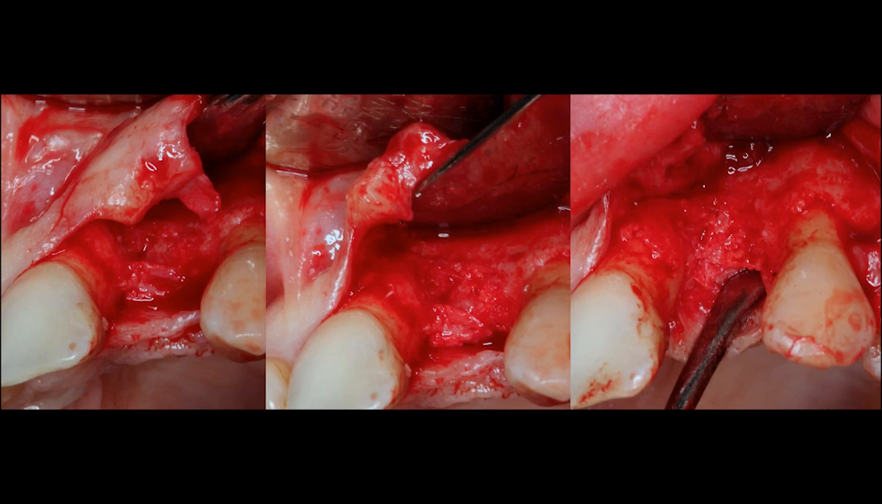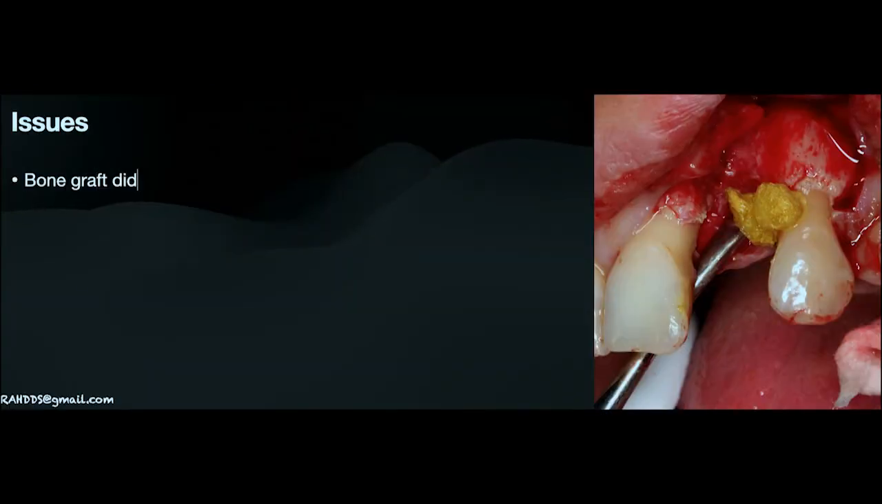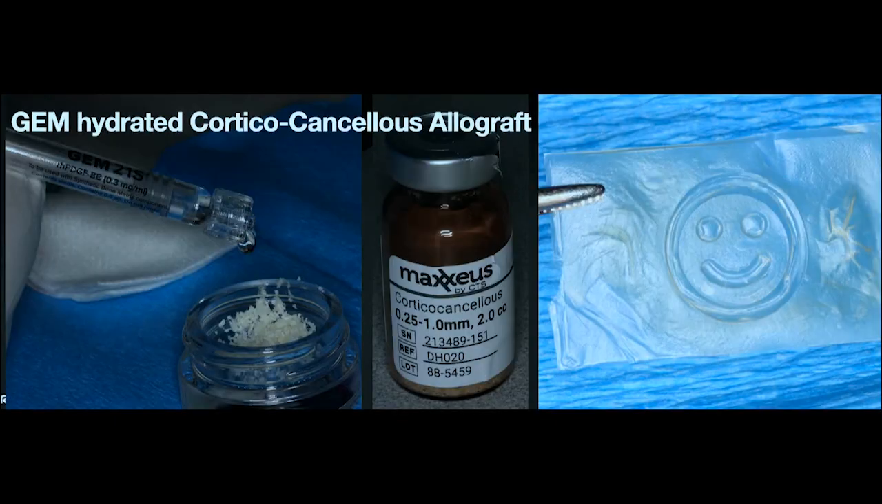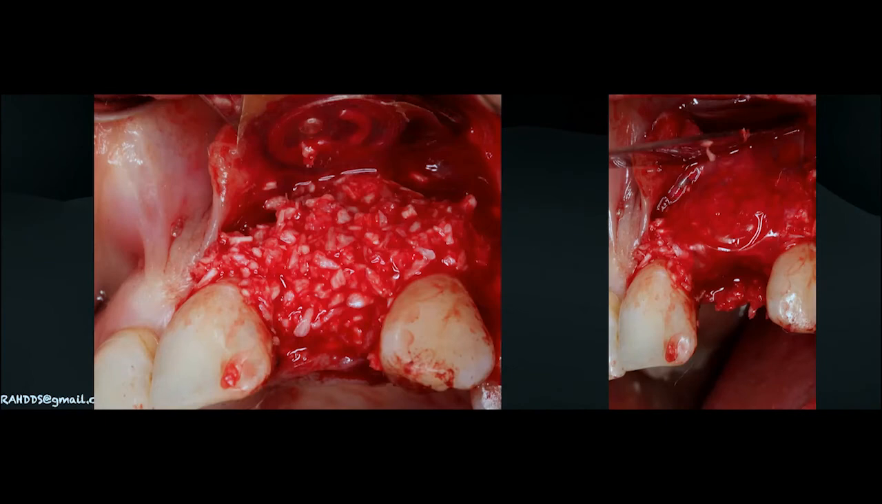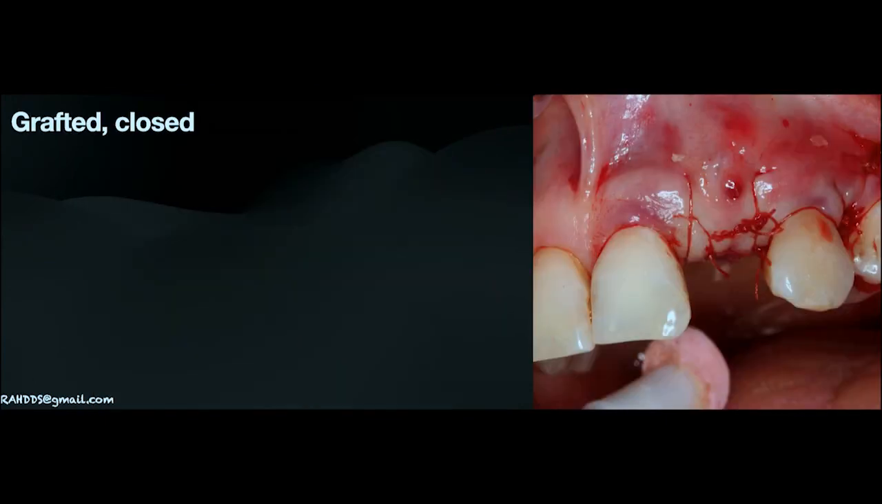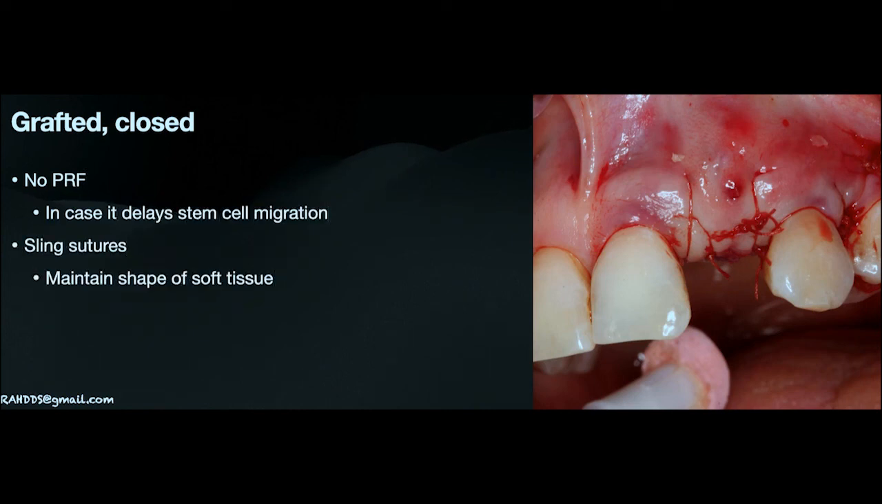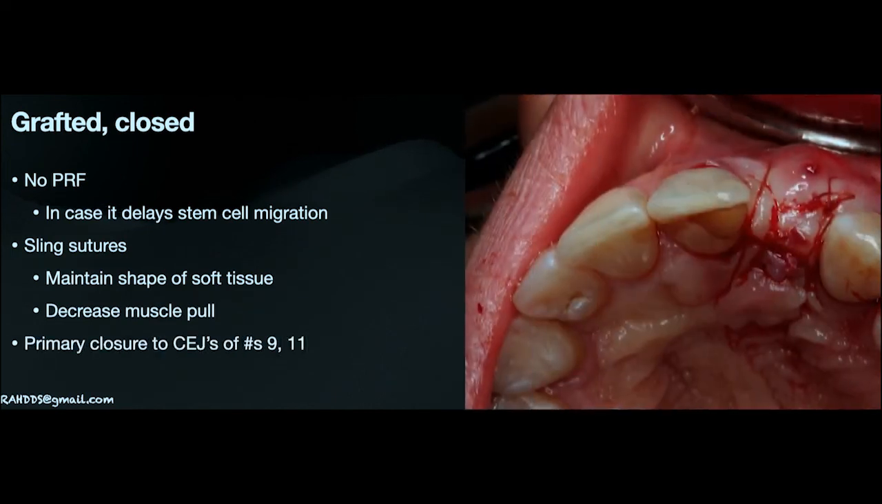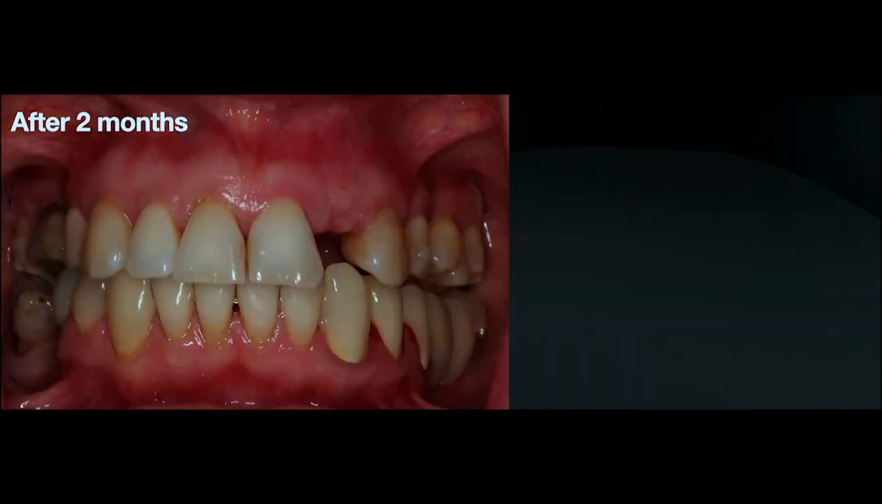So we're going to take our allograft, hydrate it in Gem 21 again. We're going to use tetracycline on the roots after we root plane. We're going to take our BioXclude, put it over the top, primary closure. No PRF because I didn't want to risk delaying the stem cell migration this time. Sling sutures will help keep the tissue where I want it.